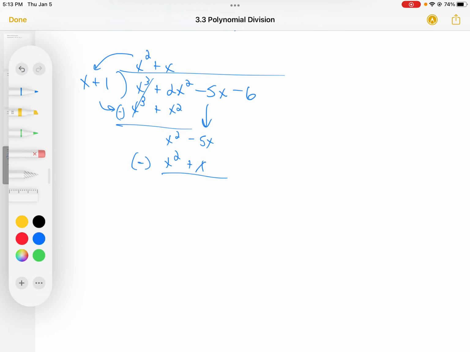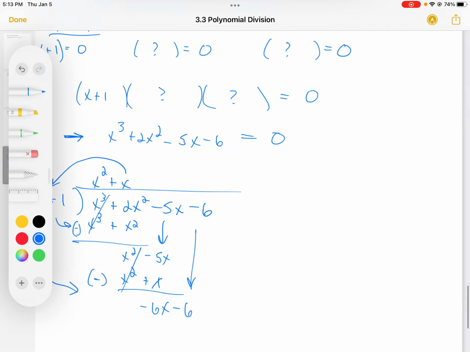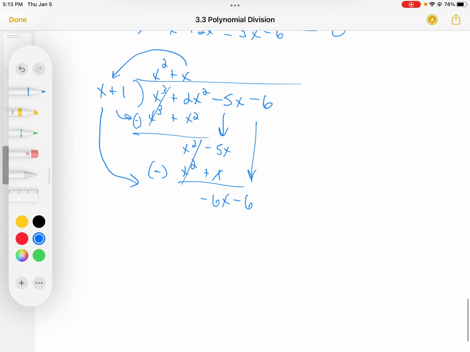So just to be clear, I'm doing this here as we go. So now we subtract it. Those cancel out. Negative 5x minus x gives us negative 6x. Bring down the negative 6. And now we're going to just continue that process. We're almost done here. So what times x gives us negative 6x? So this has got to be negative 6.